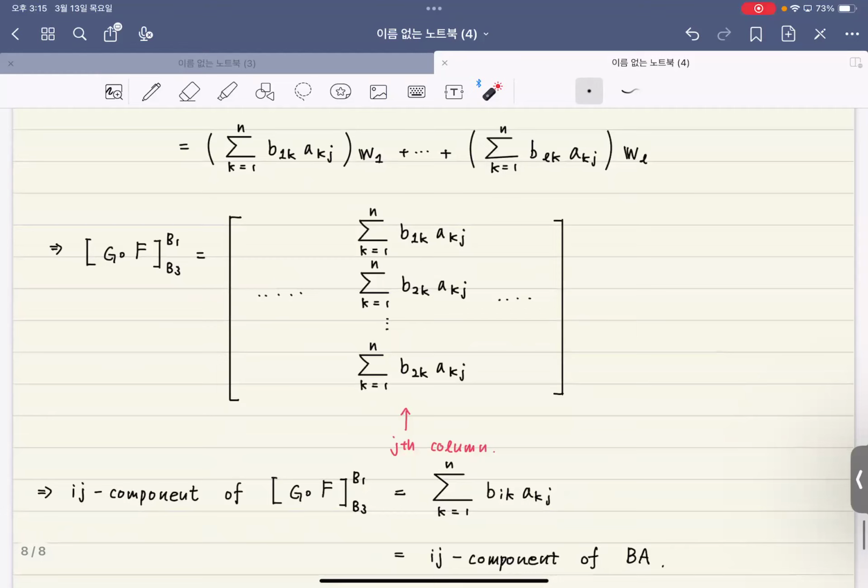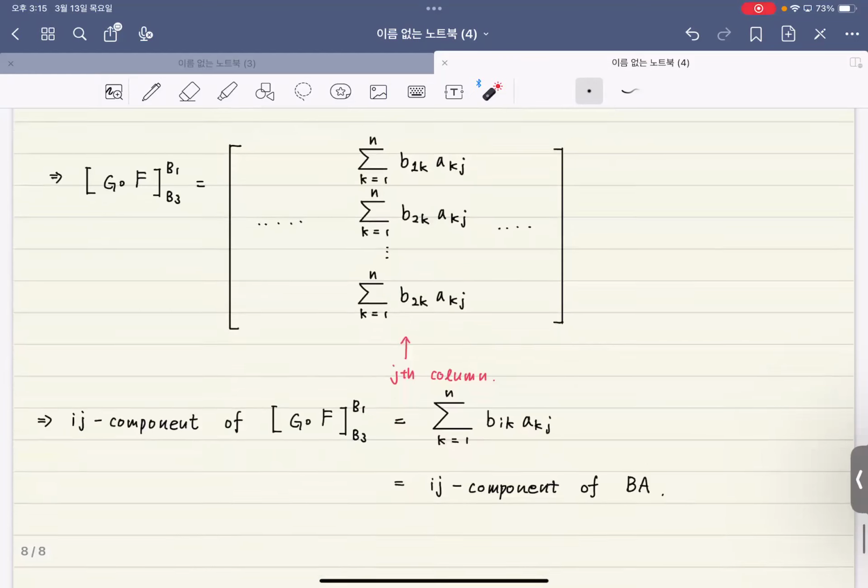Now let me take a look at any random component of this jth column. If you take the ith row of this jth column, which is the ij component of this matrix, it is just like this. But this reminds me of the definition of the ij component of matrix multiplication. This is precisely the ij component of BA. So therefore, the proof has been completed.